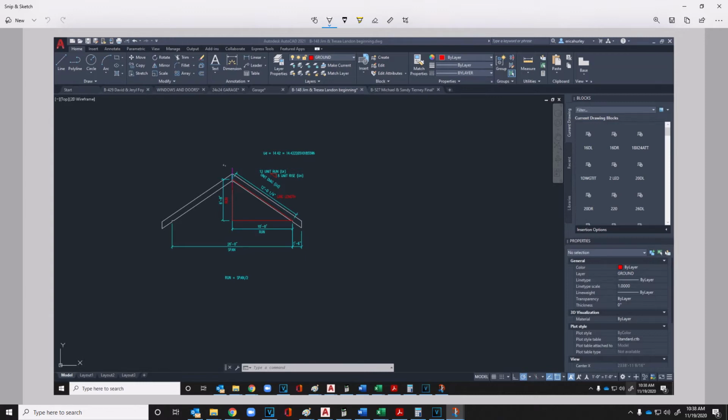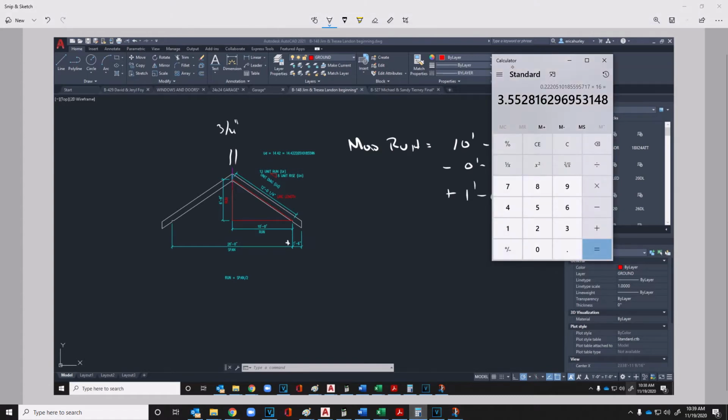All right, so I need to take off 3/4 of an inch here, and I need to add the overhang to my run. So my modified run is going to be equal to the run, which is 10 feet, and I'm going to subtract 0 feet, 0 and 3/4 of an inch, and I'm going to add 1 foot 6 inches.